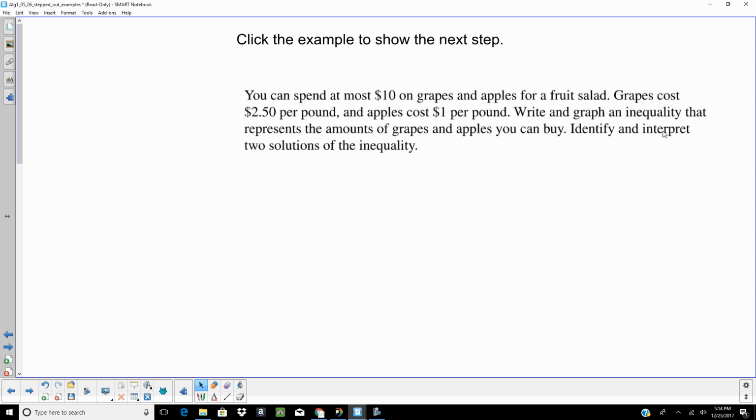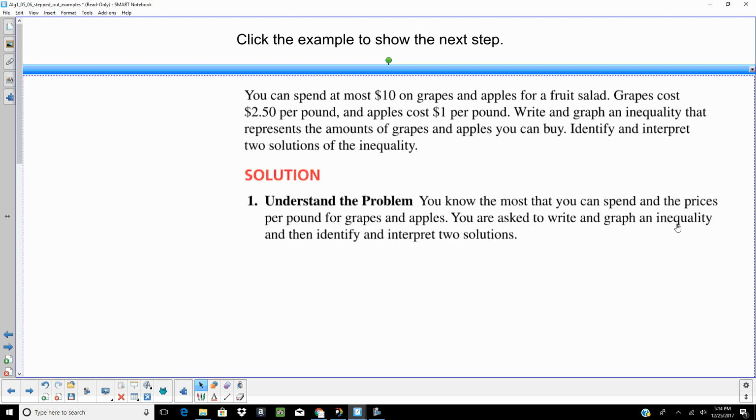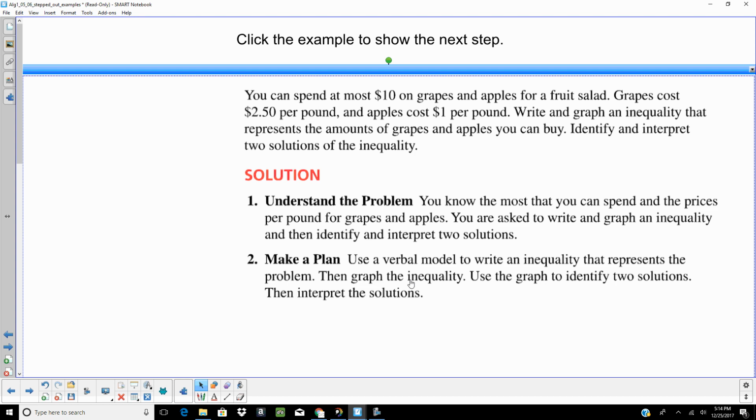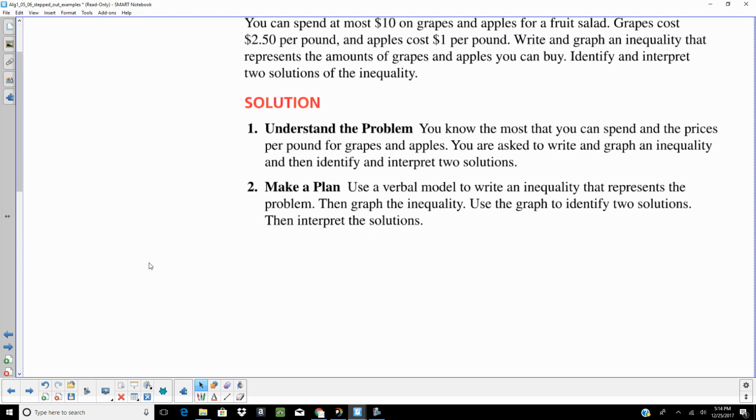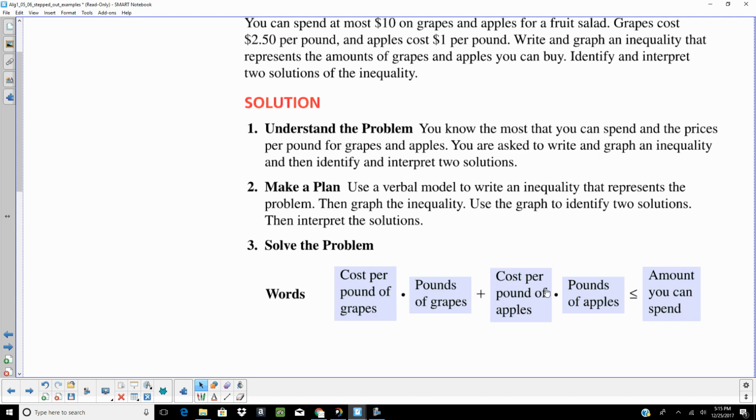I want to write and graph an inequality that represents the amount of grapes and apples you can buy, and identify and interpret two solutions of that inequality. So I'm going to have to graph that. I know the price for grapes and apples, and I know how much money I can spend. So my plan is I want to make that inequality, I'm going to graph it, and then I'm going to make some statements based on that graph.